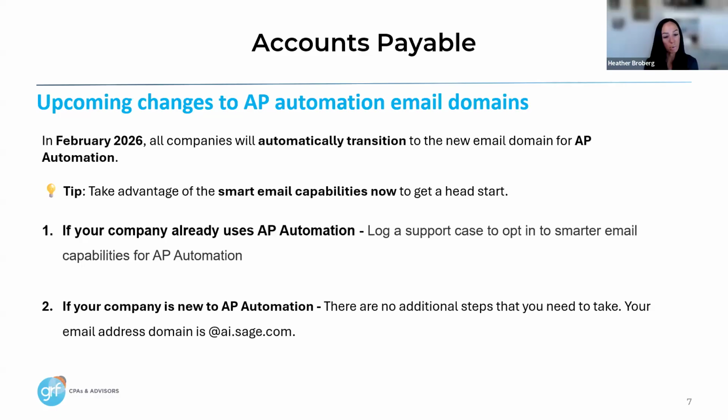You're going to want to log a support case. It is going to allow you to opt into the smarter email capabilities for AP automation. What that is going to do is transition your current AP automation email address to the new domain, which is at ai.sage.com. You'll want to take note of the new email address so that you can supply that to your vendors, your IT department, and other ways you may be leveraging it.